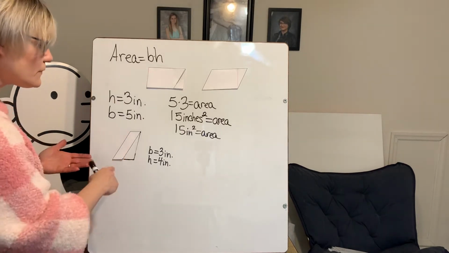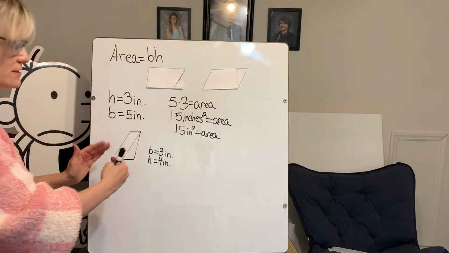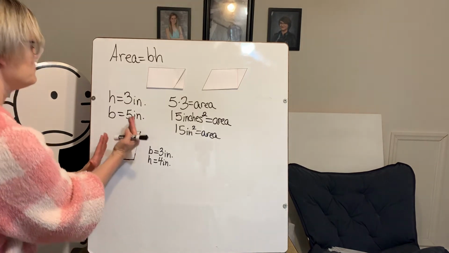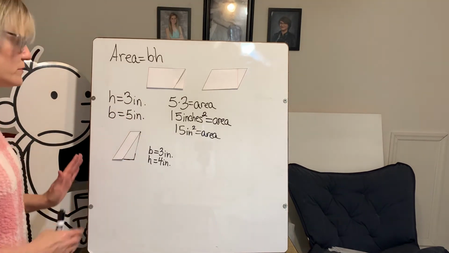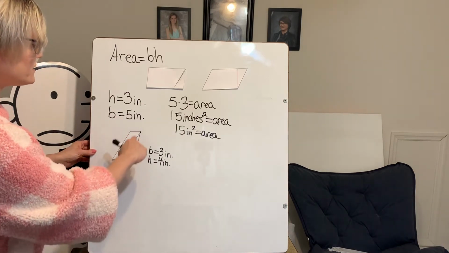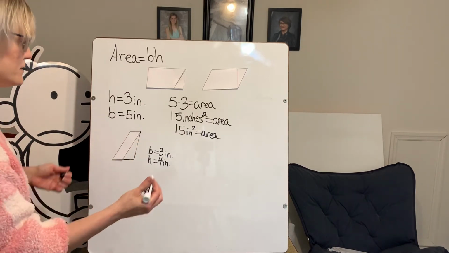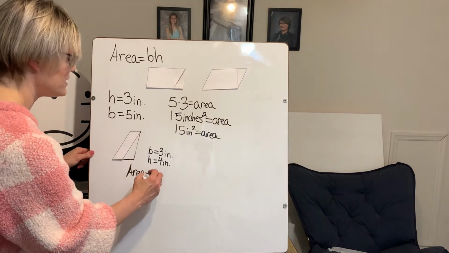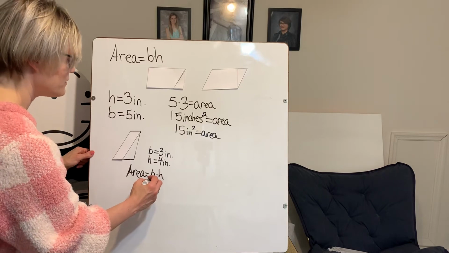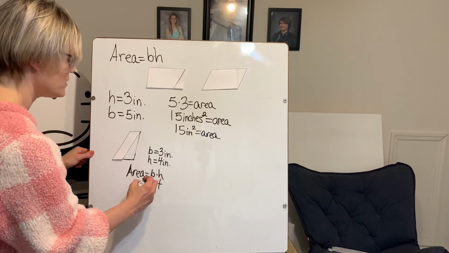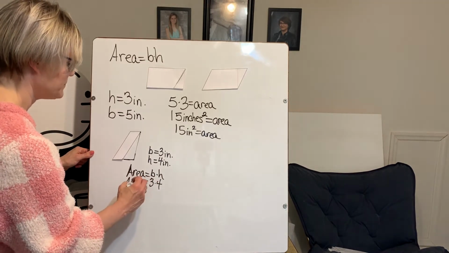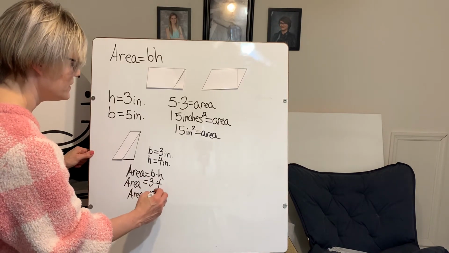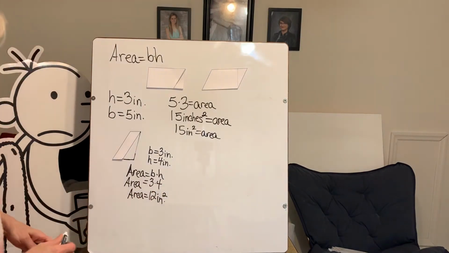Now, there was no way for me to cut this. If there was a way, I could have just put it upright and it would have been a rectangle. But what I had to do here is add on to the side this time in order to find the area. So area, remember, is base times height. So I've got 3 times 4, which will give me the area. And the area of this parallelogram is 12 inches squared.